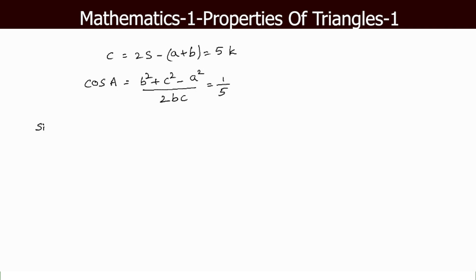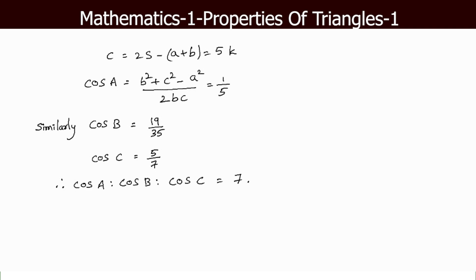So therefore, cos A, and you know the cosine formula, cos A is (b square plus c square minus a square) by 2bc. And if you substitute the values of a, b, c, you will get cos A is equal to 1 by 5. Similarly, cos B is equal to 19 by 35, and cos C is equal to 5 by 7. So therefore, cos A is to cos B is to cos C is 7:19:25.